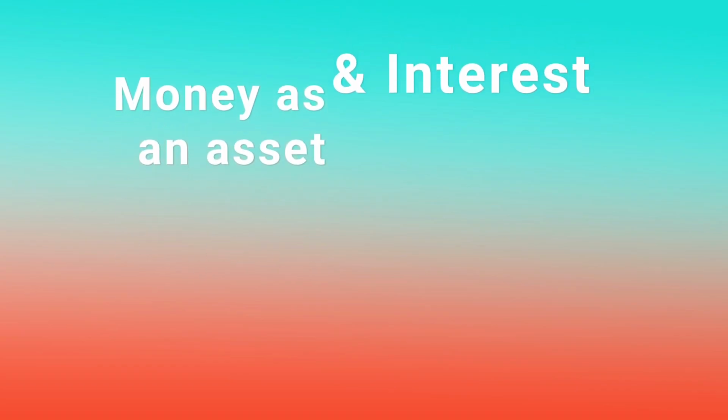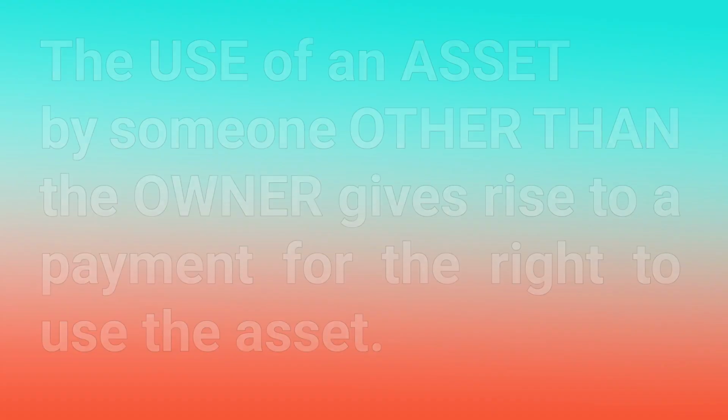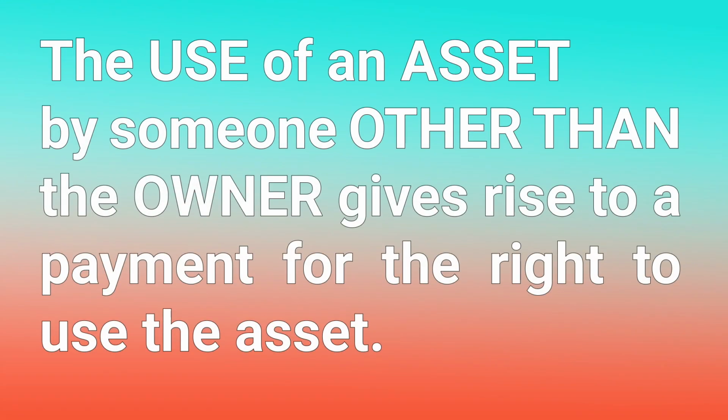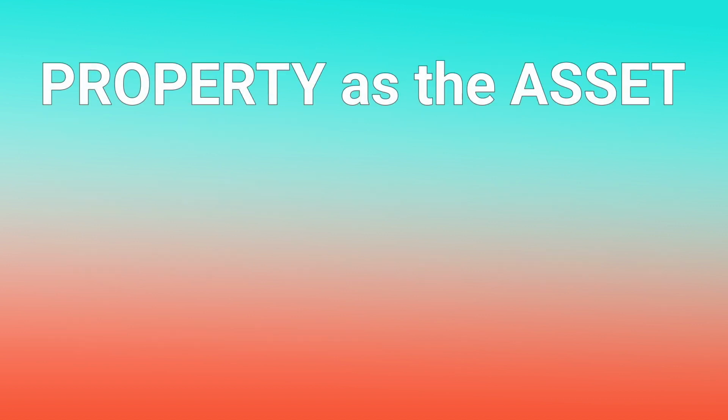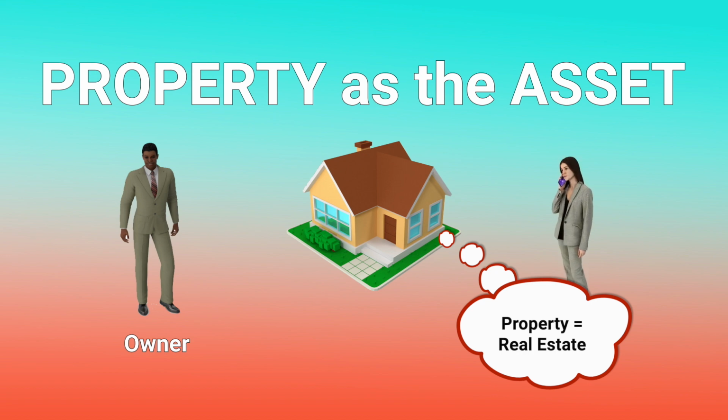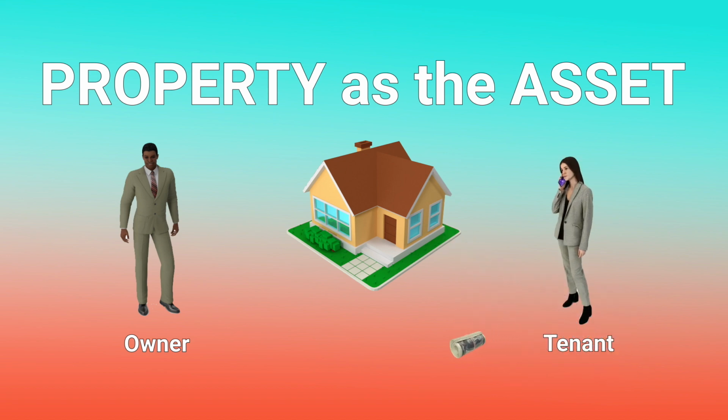A distinguishing property of assets is that they are expected to produce income for the owner of the asset. Let's explore this idea. The use of an asset by someone other than the owner gives rise to a payment for the right to use the asset. When the asset is property, the person using, or rather staying in, the property will pay the owner rent. This is to compensate the owner for the use of the property.